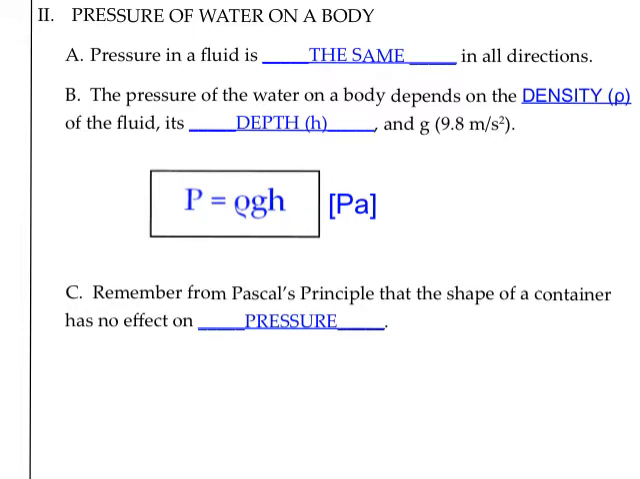The depth is really similar to a height. We're just below a reference point this time. And pressure will still be measured in pascals. And then I hope you remember from seeing the bases in class that the shape of a container has no effect on the pressure. That's a question that'll be on your test.